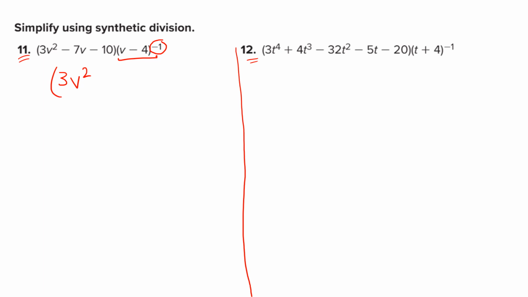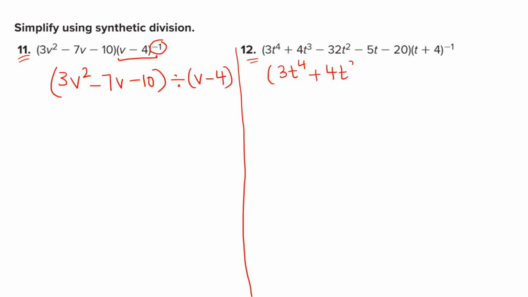I will write again 3v squared minus 7v minus 10. We have to divide it with v minus 4. This is the question on synthetic division. Remember, -1 power means division. So we can simply also convert this also. Question 12, it can be rewritten.